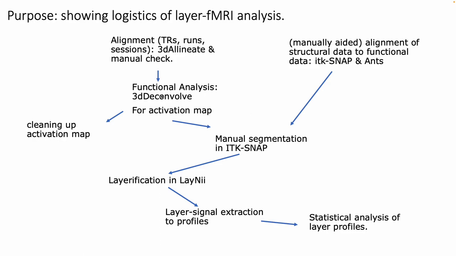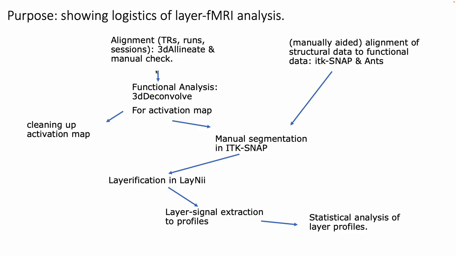Ultimately, we want to analyze those activation scores in the 3D space within the gray matter. So for that, we need to know which voxels are gray matter, CSF, and white matter. And you can use the structural reference scan, for example, to aid you in that decision. But for that, it needs to be aligned.